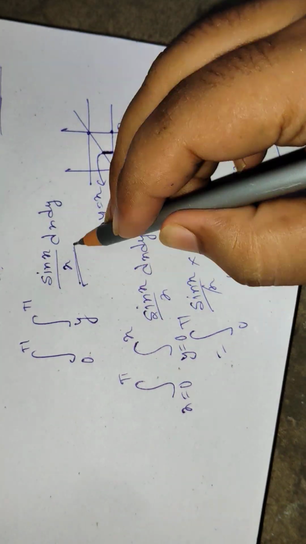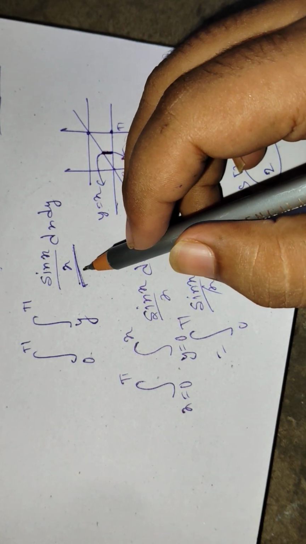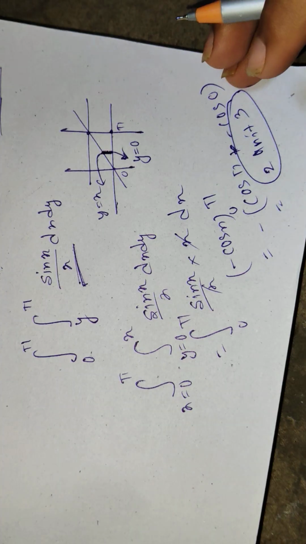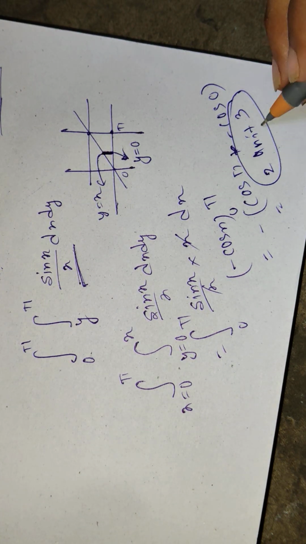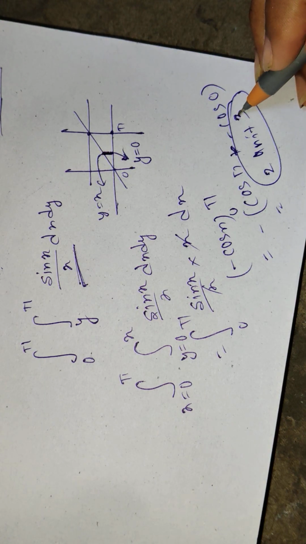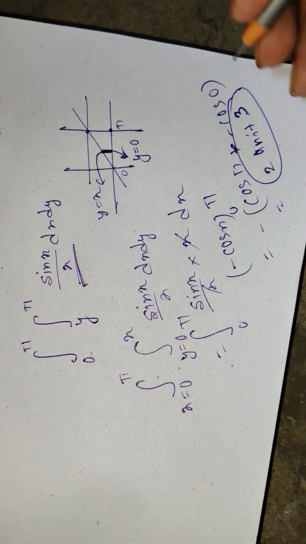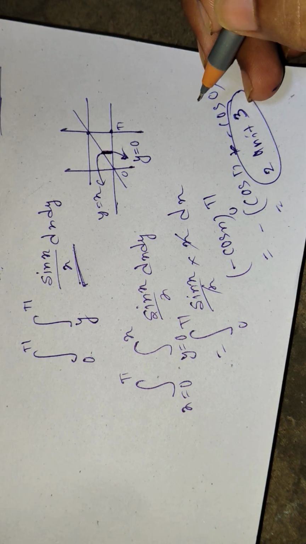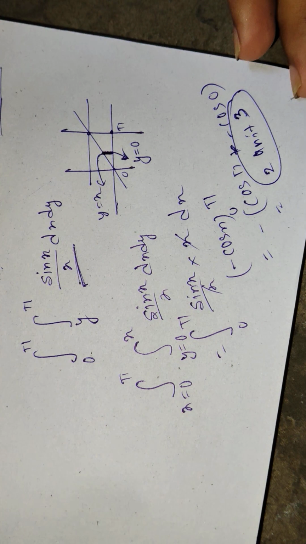Because, as I have said in the previous video, when we are providing f(x, y), that means it is a volume integral, and if you have to use the unit, then the unit will be unit cube, like centimeter cube, meter cube. However, it is a volume integral.